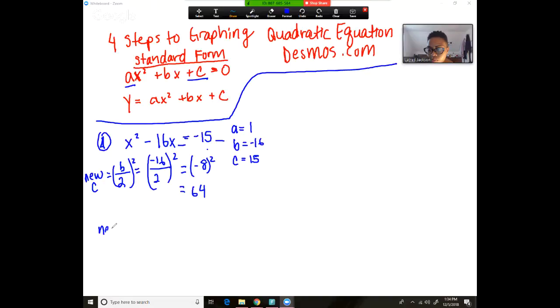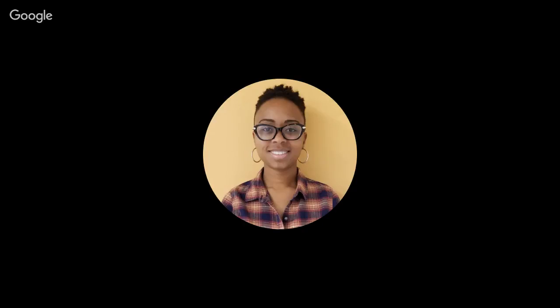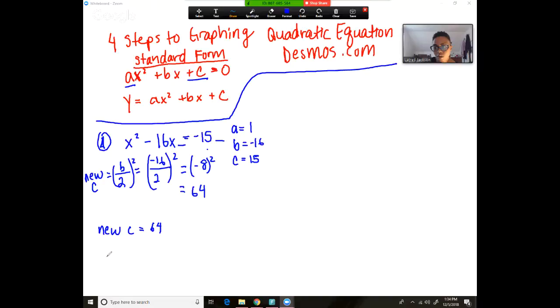And we're going to rewrite our equation using this 64. So we have a new expression right here that I just wrote, which is actually a perfect square trinomial. And you're going to see in the next steps how it becomes a perfect square. We can use square rooting and everything to simplify it and solve for x.